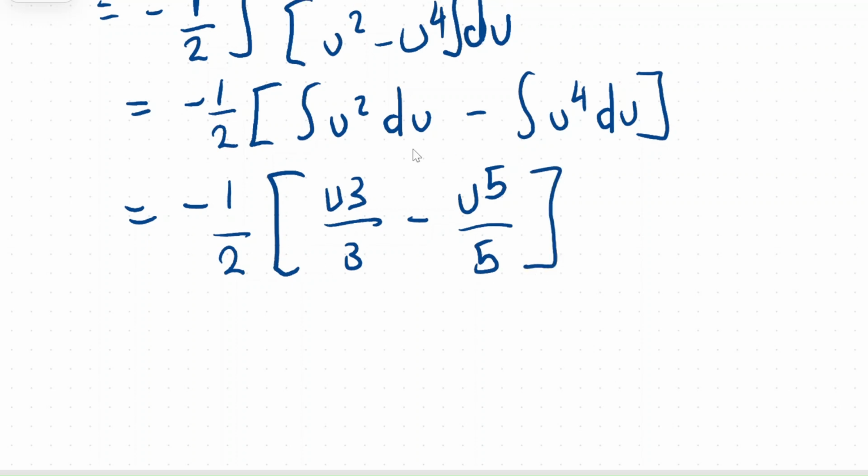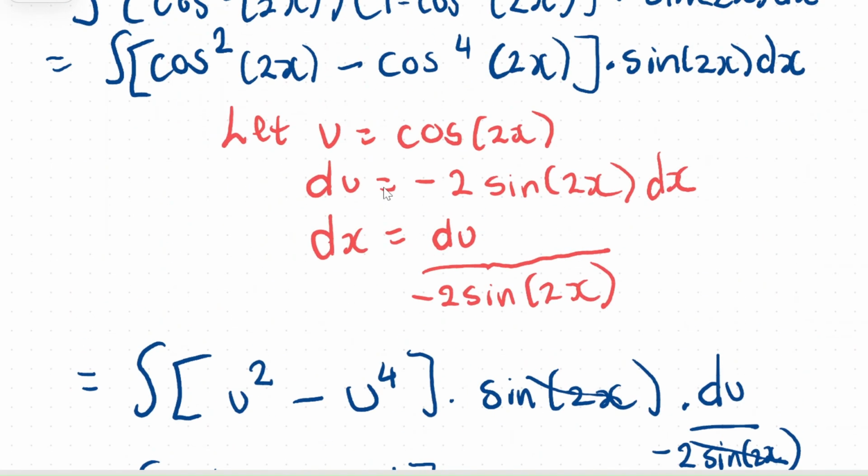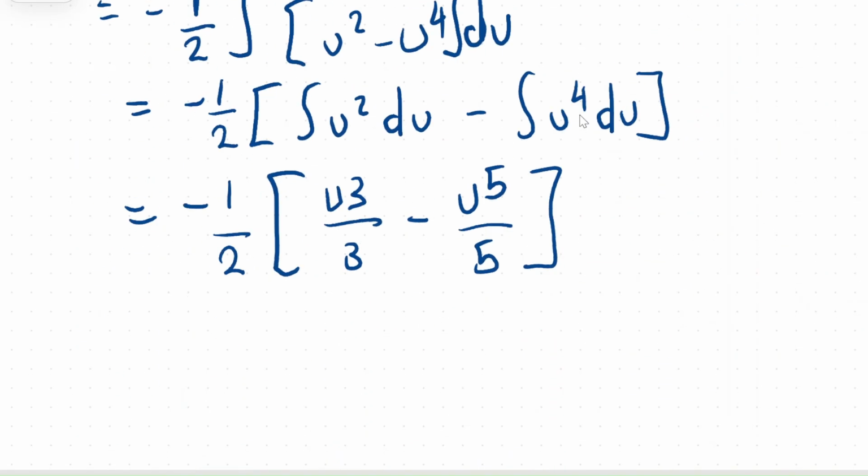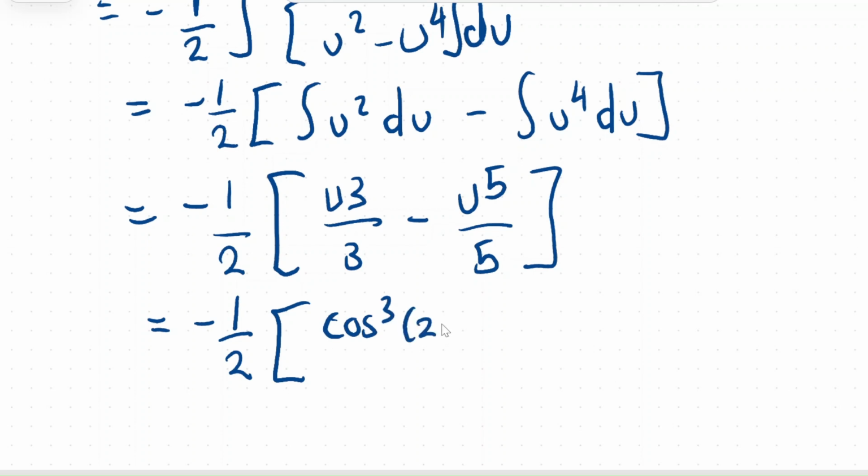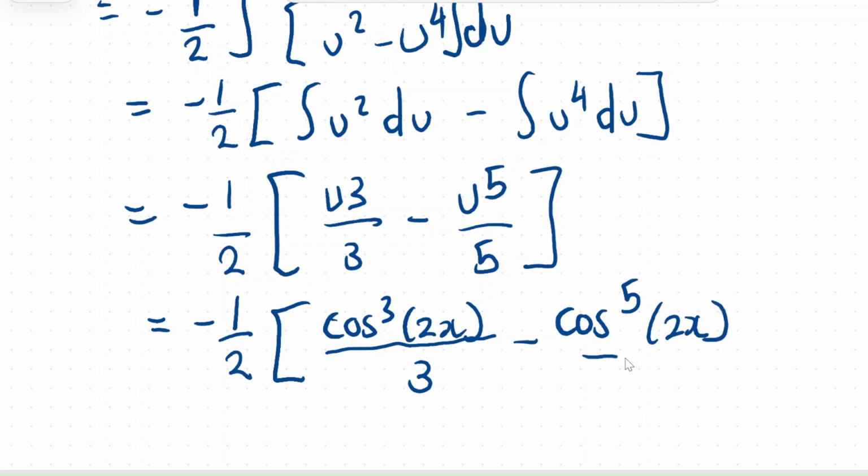But we're not yet done, because we still have the u's that we need to substitute back, right? We said that u was equal to cos 2x. So now we have to substitute that back in to be able to say minus half. And if u is cos 2x, that would be cos cubed 2x divided by 3 minus cos to the power of 5 of 2x divided by 5.